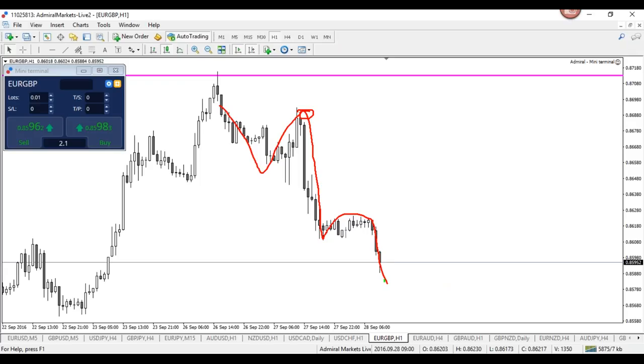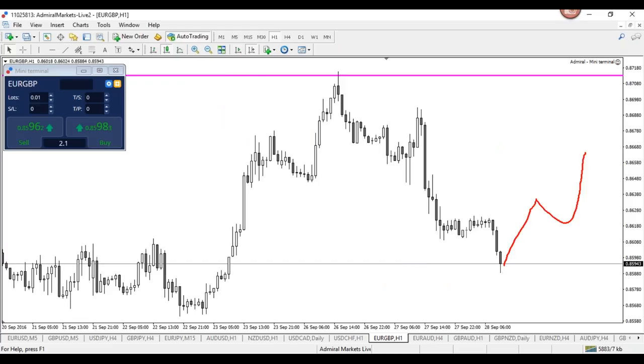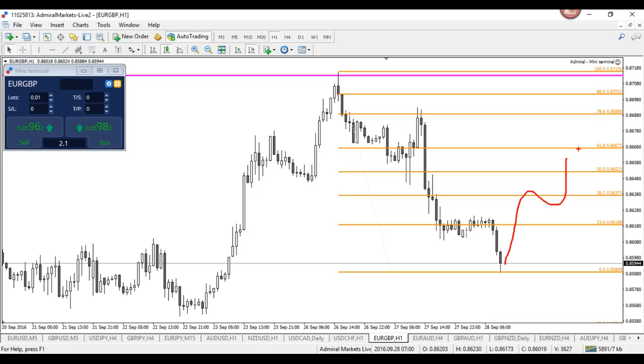So what I would be personally looking for is the ABC zigzag to the upside, looking for price to make an ABC back up to here. I'll put a fib from here to here, right? And look for price to finish at these fibs.